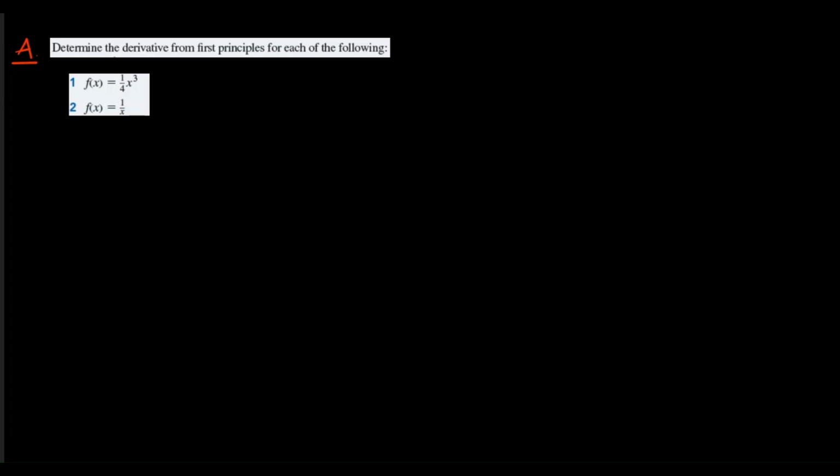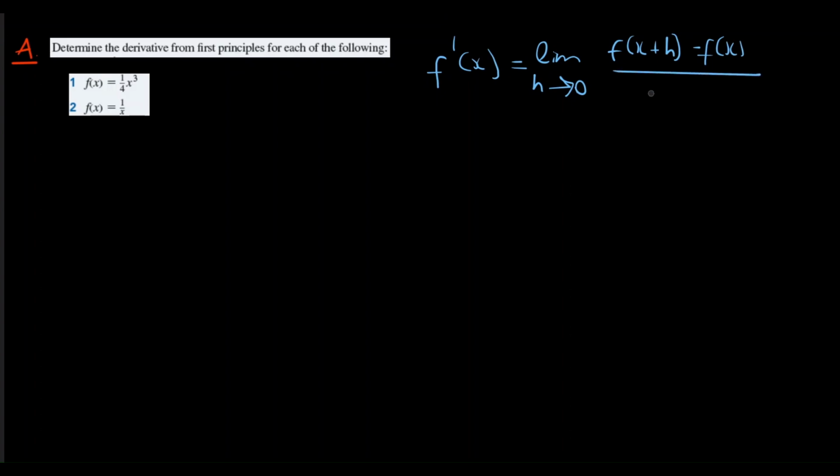So in this lesson, we'll be going through finding the derivative using first principles. Whenever they refer to first principles, we need to understand that we're referencing this formula where f prime of x is equal to the limit as h approaches 0 of f of x plus h minus f of x, all divided by h. Whenever we're dealing with first principles, this is the formula we'll be using.